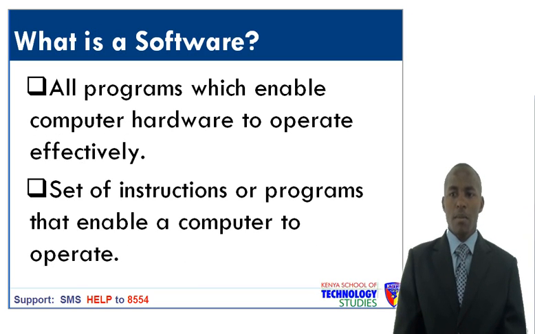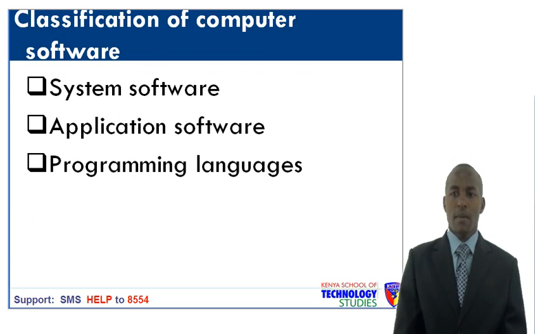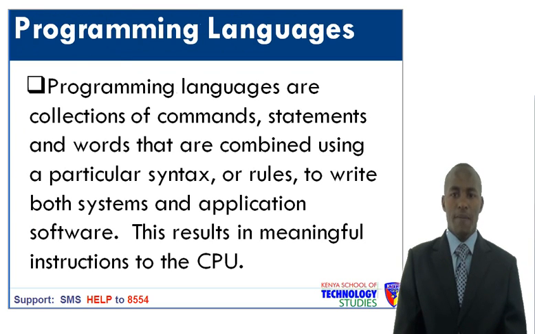What is software? Software are all programs which enable a computer to operate effectively. Again, software is a set of instructions or programs that enable a computer to operate. The hardware and software taken together form a computer system. Let us now look at classification of computer software. We have 3 of them: system software, application software, and programming languages. Let us start with programming languages.